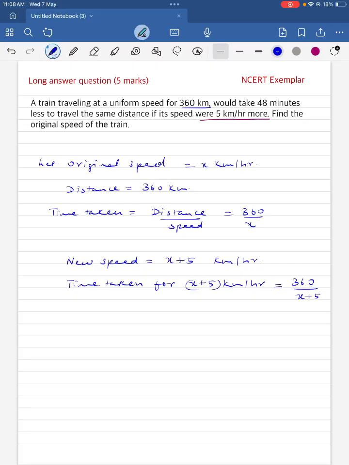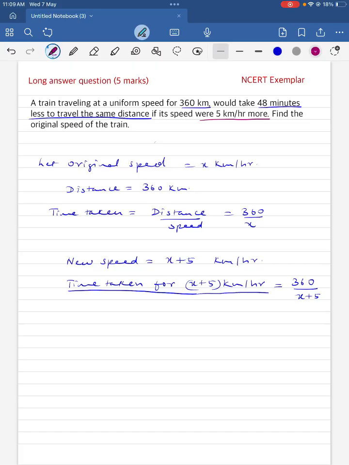Now, according to the question, they've said that the faster train takes 48 minutes less. It takes 48 minutes less to travel the same distance. Now, which of these trains is faster? Obviously, the one that is traveling at a faster speed. So, this time would be lesser. Time taken for x plus 5 km per hour would be lesser.